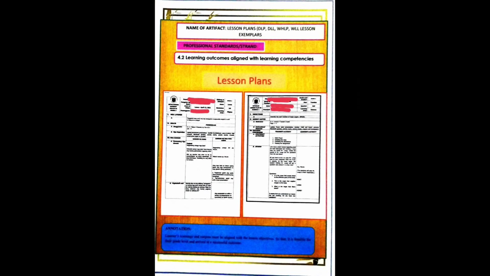Next artifact, same. So we have the 4.2, learning outcomes aligned with learning competencies. So I presented two lesson plans and I provided annotation. So here is my MOV for the 4.2 lesson plan.